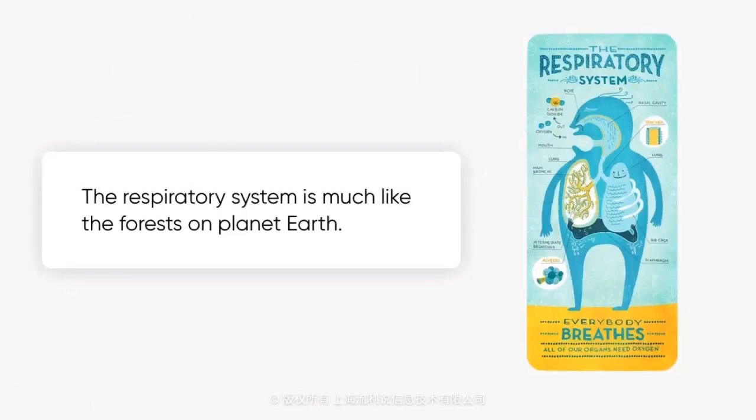The respiratory system is much like the forests on planet Earth. When the Earth's air passes through a forest, the trees absorb the carbon dioxide into their leaves and release oxygen back into the air. This oxygen in the air helps humans and animals to breathe, much like oxygen helps our muscles to move.